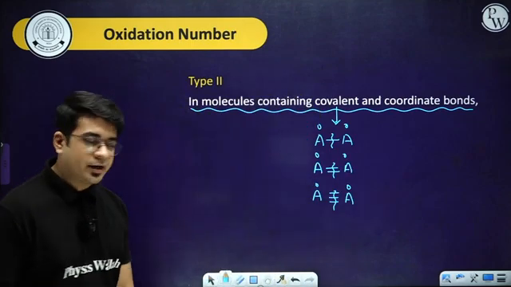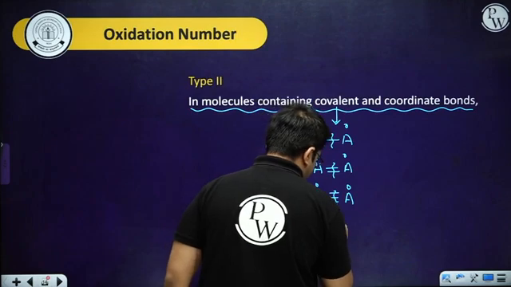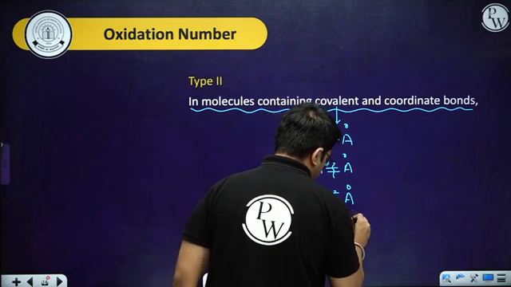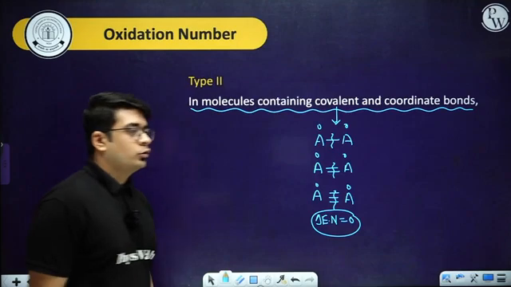Because the atoms are the same, the difference in electronegativity in this case is actually zero. So both the charges are going to be the same.